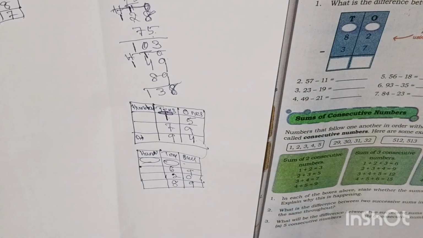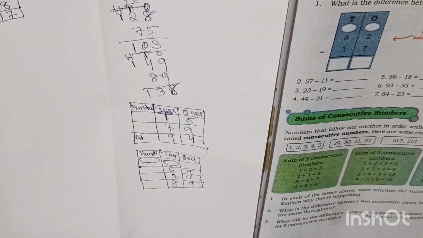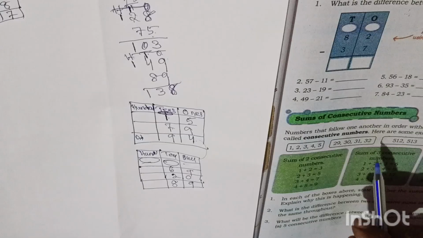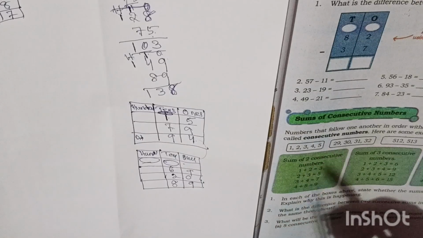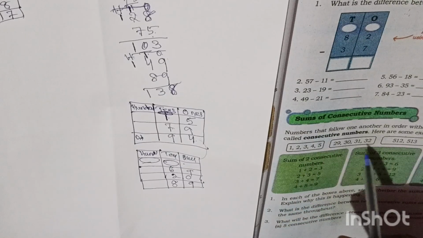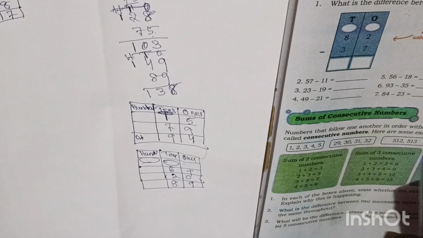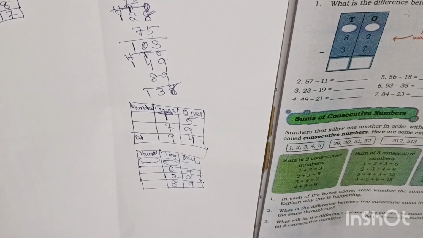Sums of consecutive numbers. What are consecutive numbers? The numbers that follow one another in order without skipping any number are called consecutive numbers. Order means 1, 2, 3, 4, 5, 6. That is the order. Without skipping any number, they are called consecutive numbers. Here are consecutive numbers: 1, 2, 3, 4, 5. Then 29, 30, 31, 32, and 512, 513, like this. Those are called consecutive numbers.